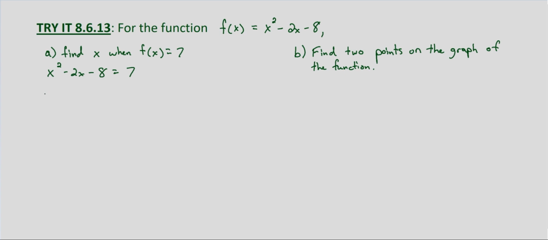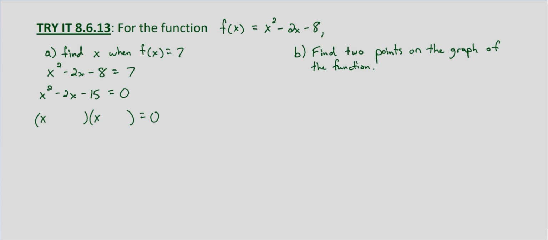Subtract 7 from both sides, we get x squared minus 2x minus 15 equals 0. So now we're going to factor this. We know the leading term is going to be x in both binomials because it's x squared. Now we want to know what multiplies to negative 15 and adds to negative 2.